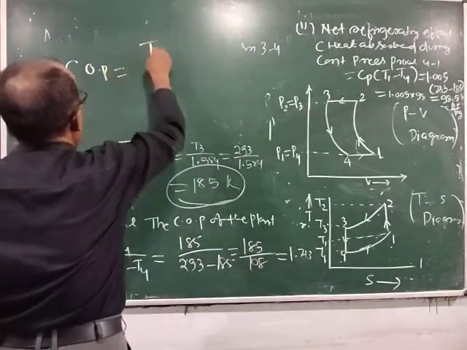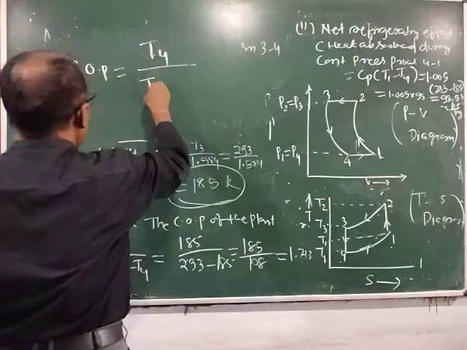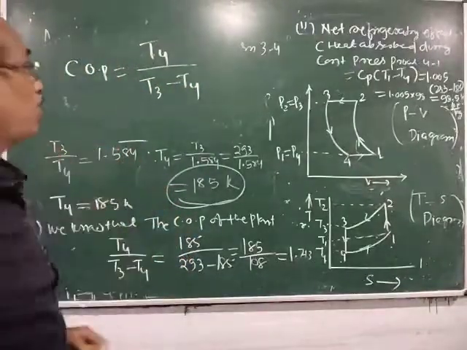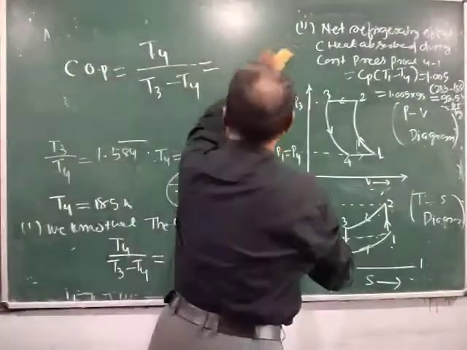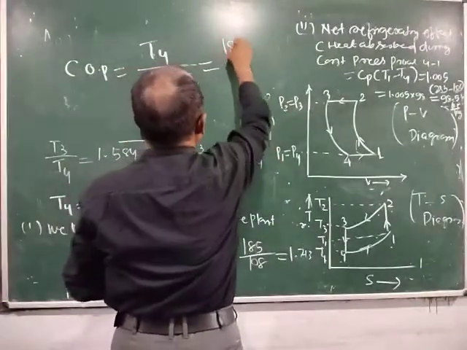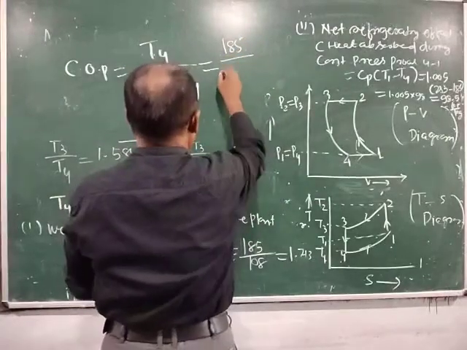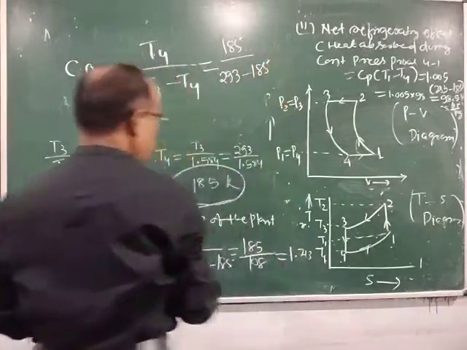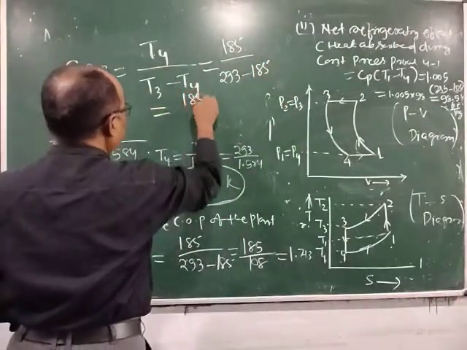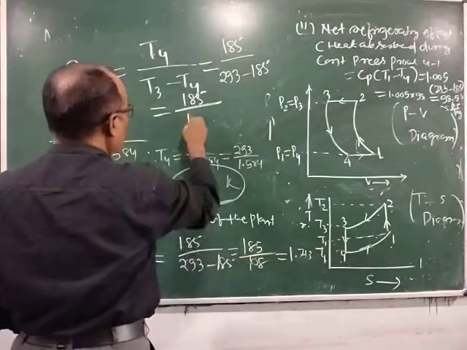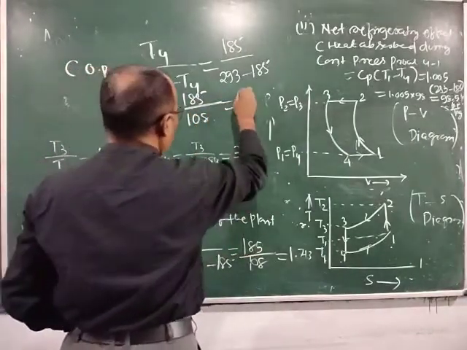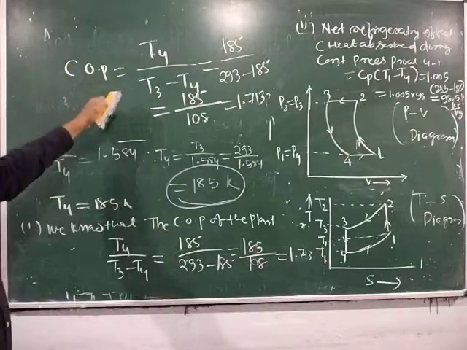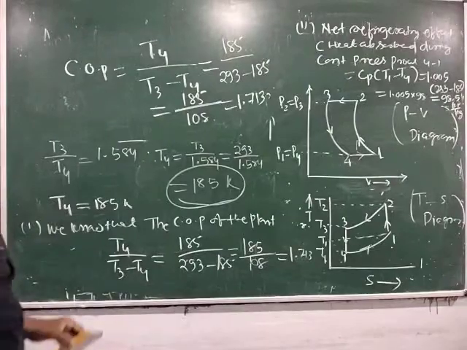We know that the theoretical coefficient of performance of the plant is given by the formula COP is equal to T4 by T3 minus T4. Putting all the values, T4 is equal to 185 divided by 293 minus 185 is equal to 185 divided by 108 is equal to 1.713. That is, the coefficient of performance is equal to 1.713.